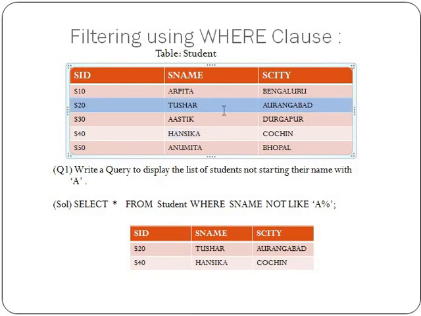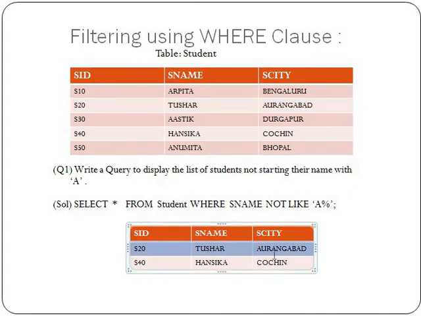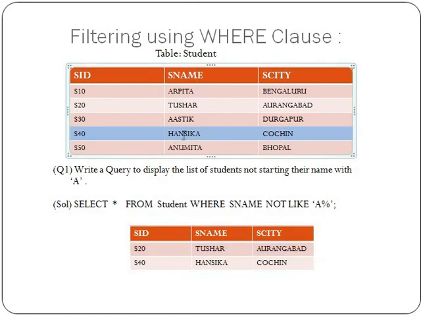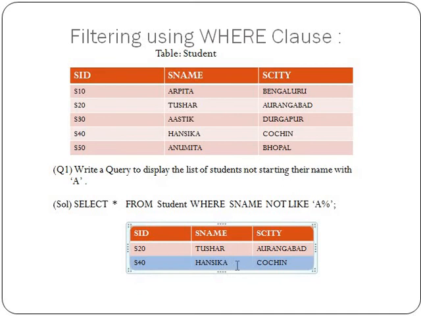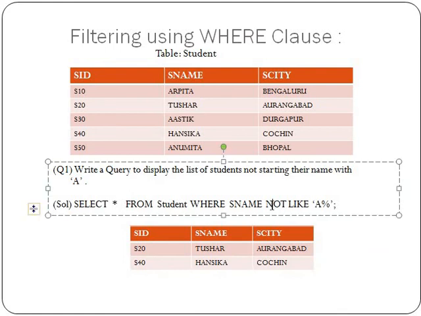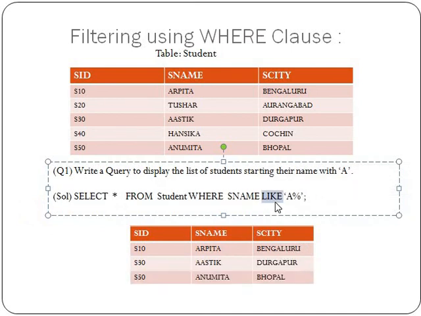So this is the record of the student Tushar, and it becomes the first entry in the output table. Secondly, this is the record of the student Hansika, and this becomes the second entry in the output table. Now I hope this is clear. That's all about the pattern matching operators not like and the like operator.